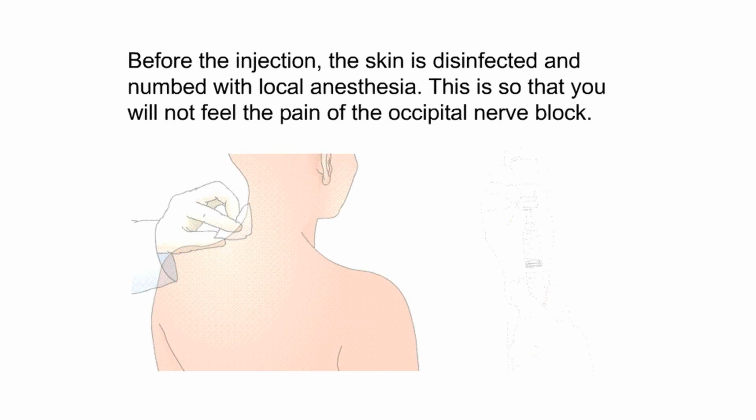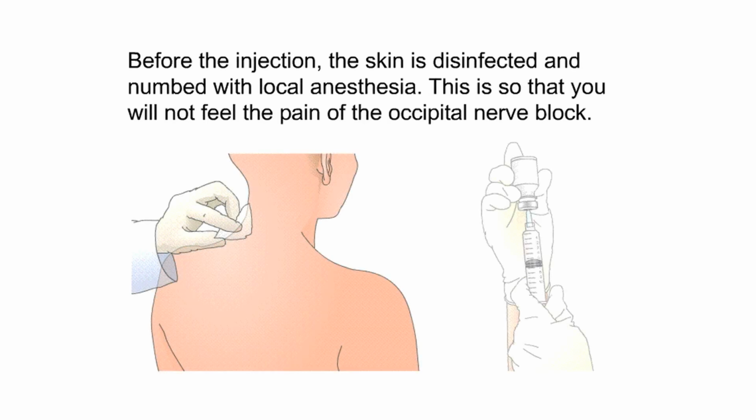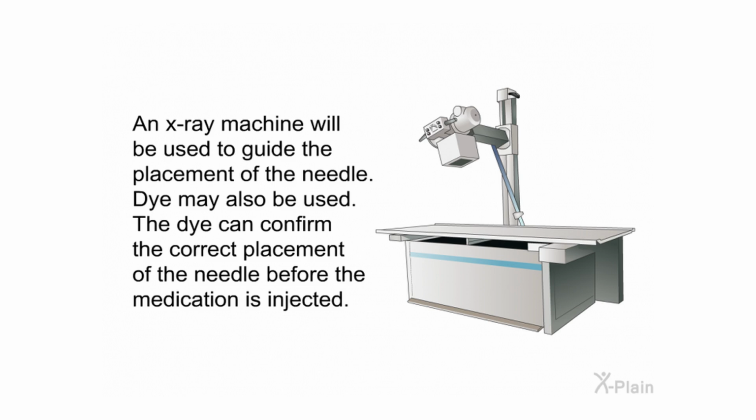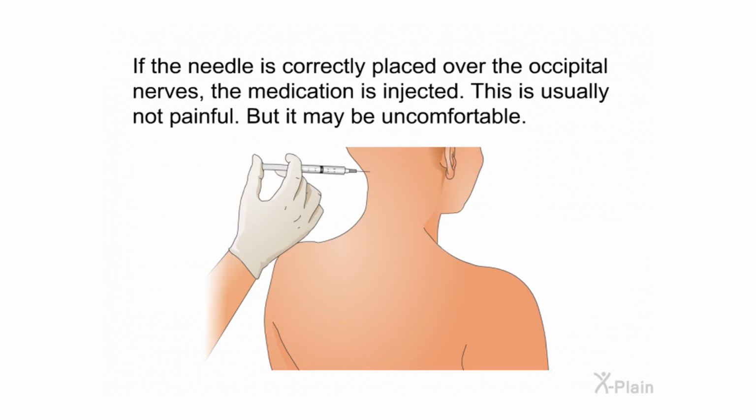Before the injection, the skin is disinfected and numbed with local anesthesia. This is so that you will not feel the pain of the occipital nerve block. An X-ray machine will be used to guide the placement of the needle. Dye may also be used. The dye can confirm the correct placement of the needle before the medication is injected. If the needle is correctly placed over the occipital nerves, the medication is injected. This is usually not painful, but it may be uncomfortable.